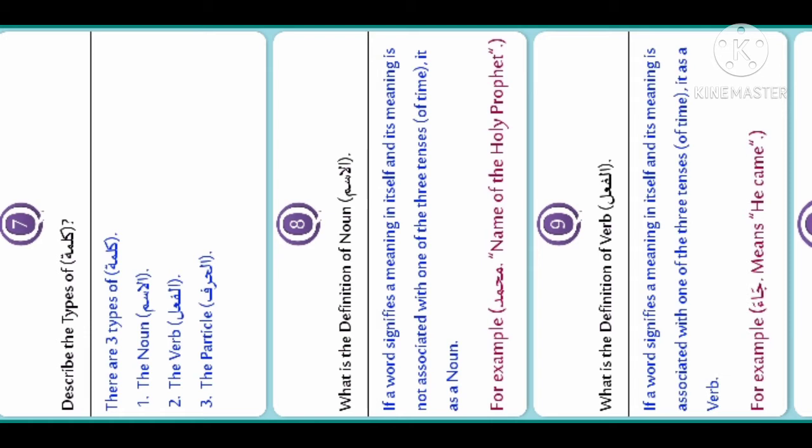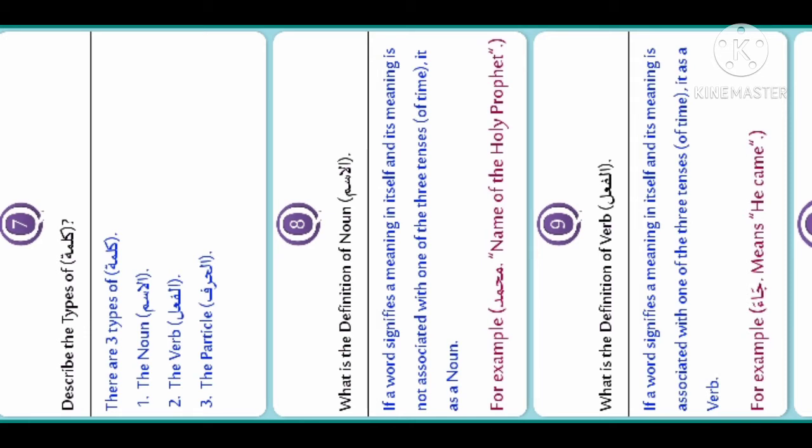What is the definition of noun, al-ism? If a word signifies a meaning in itself and its meaning is not associated with one of the three tenses of time, it is a noun. For example, Muhammad, name of the Holy Prophet sallallahu alaihi wasallam.